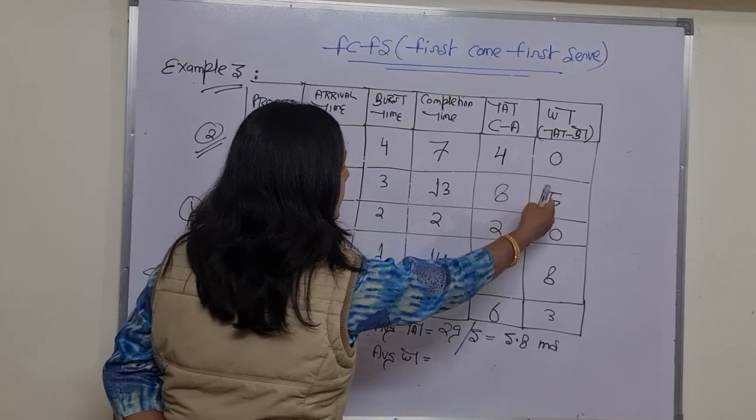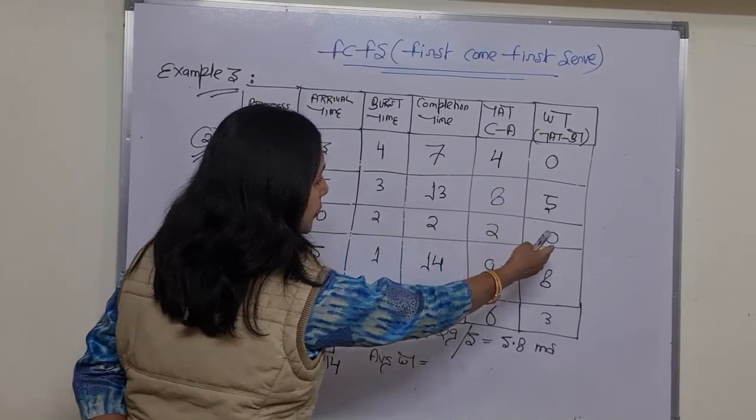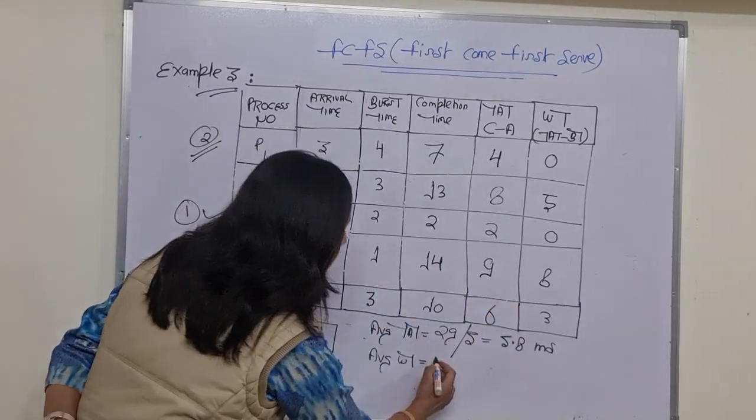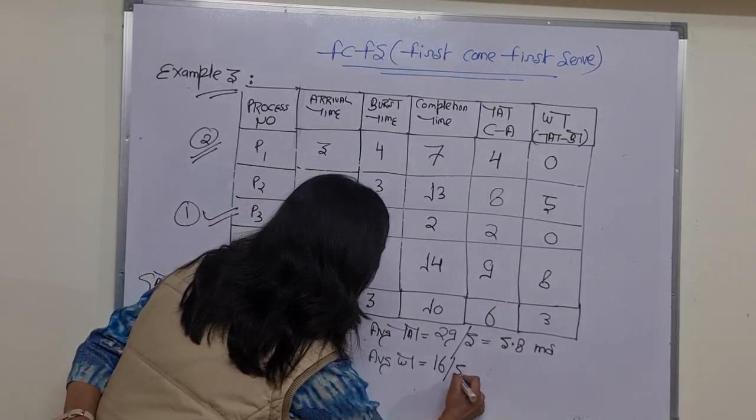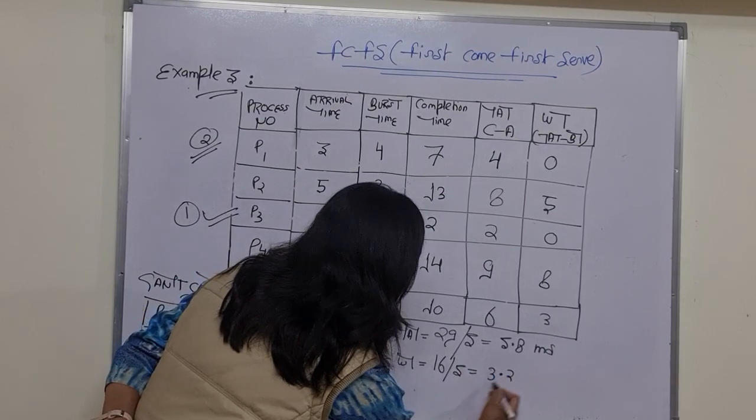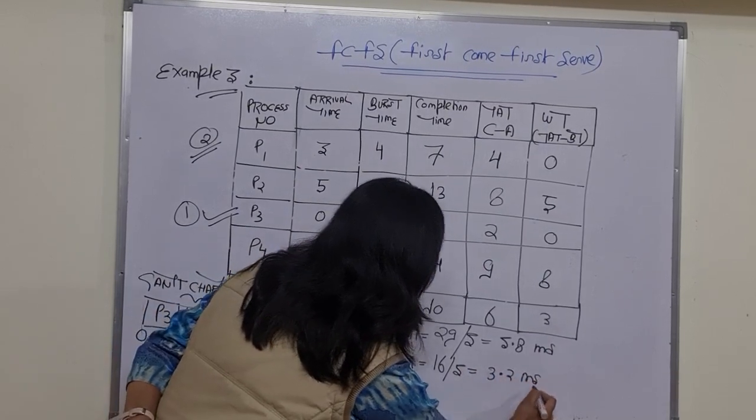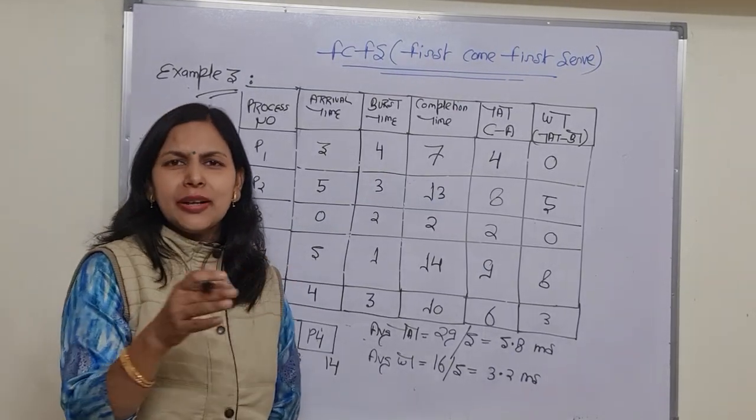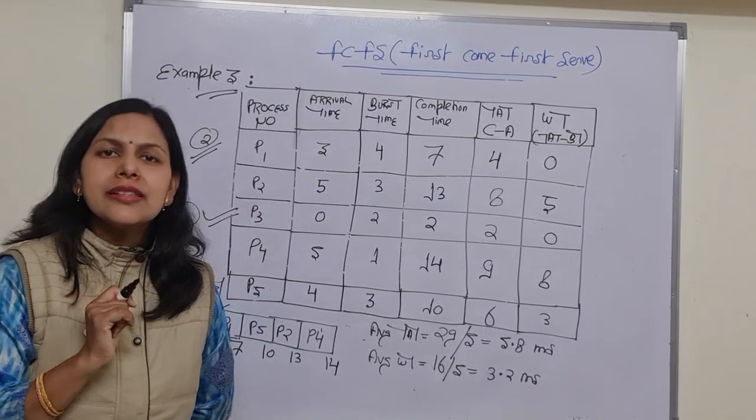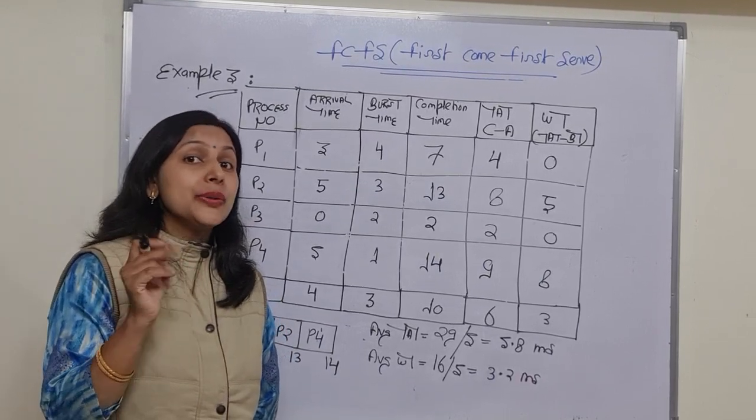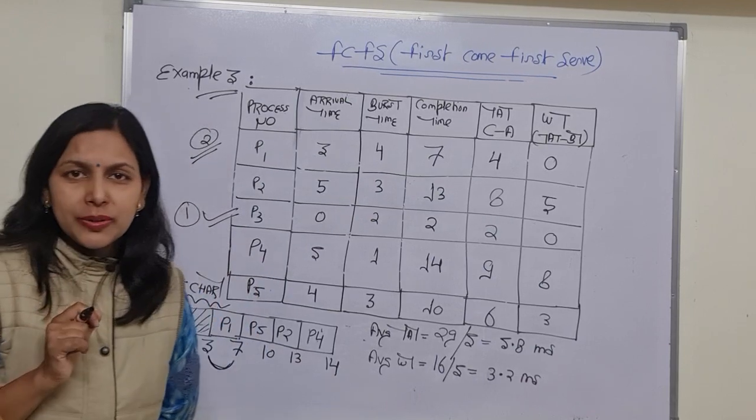So the average turnaround time would be 5.8 milliseconds, and the average waiting time would be 0 plus 5, 5, 5 plus 0, 5 plus 8, 13, then 13 plus 3, 16, 16 divided by 5. So it would be 3.2 milliseconds. Just like that, you could solve different examples in the case of the FCFS algorithm under the unit of process management, right?